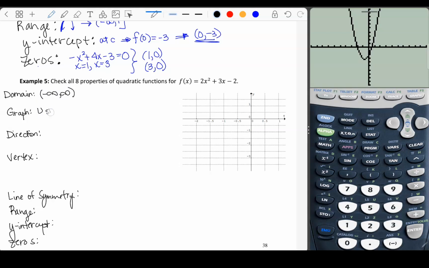The domain is from negative infinity to infinity. It's a U-shaped parabola. That's one of the properties. The direction is up because A is positive. A equals 2, B equals 3, C equals negative 2.